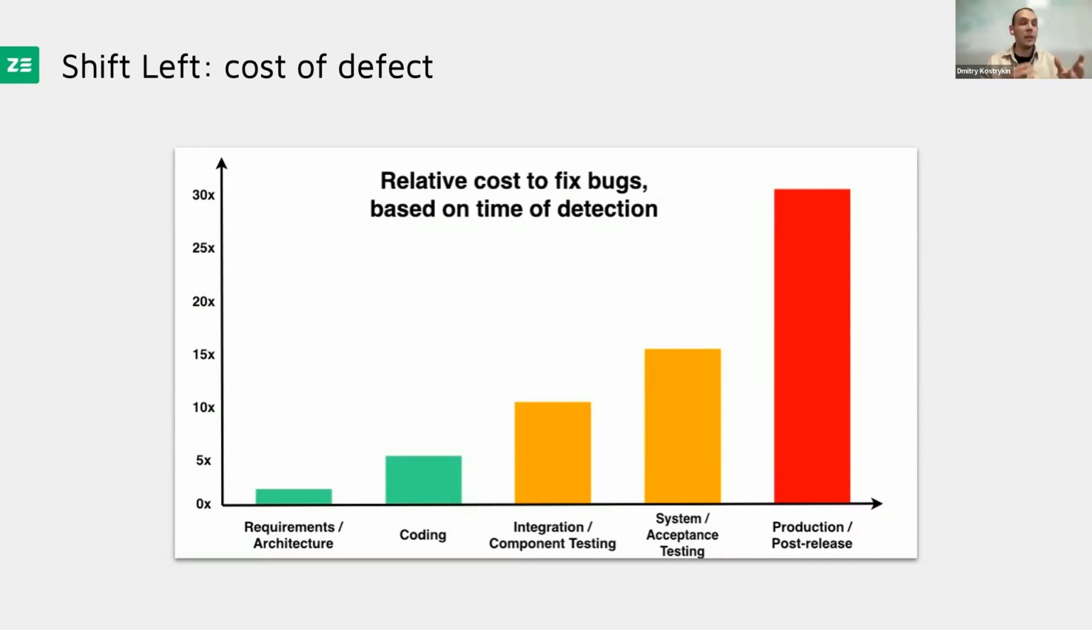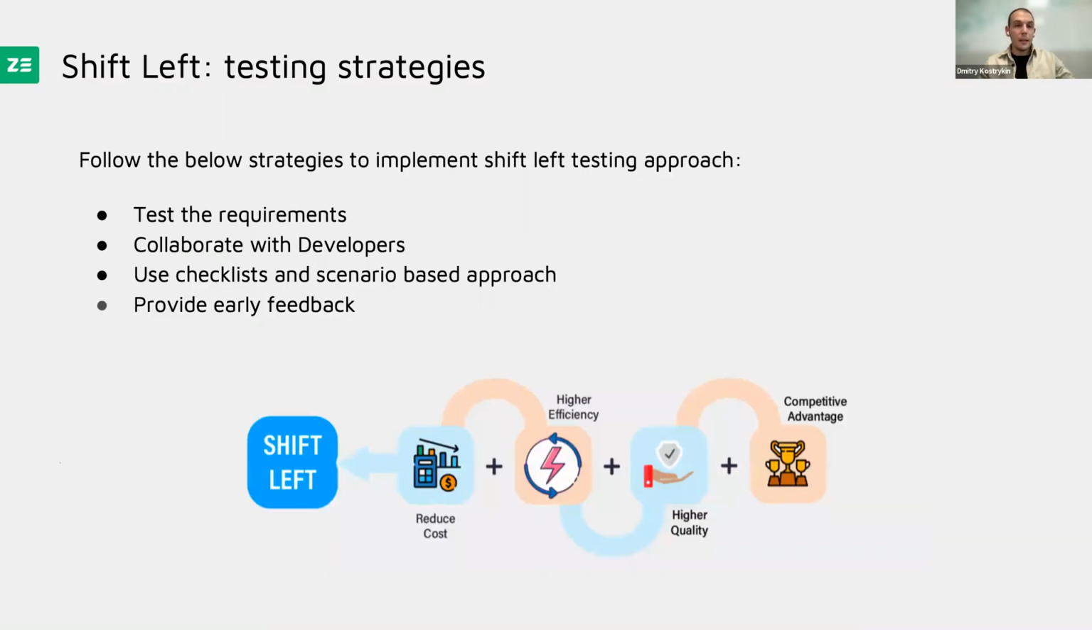Or there might be another example when some potential architectural issue might be observed in the late phase, which will lead you to the failure of deadlines, not meeting the deadlines, which is not good at all for your project. So how can this actually be mitigated? Here are some strategies and advice which you might follow to implement a shift left testing approach on your project. The first advice is related to testing the requirements.